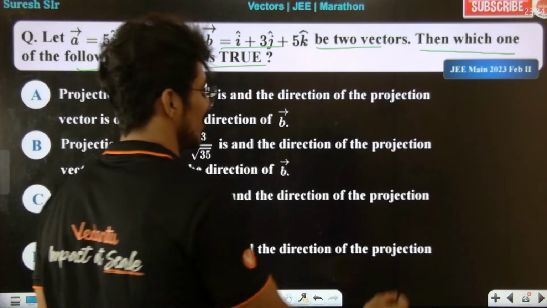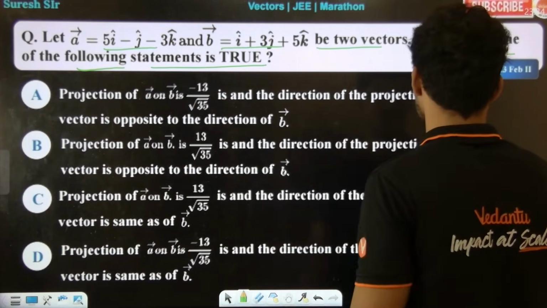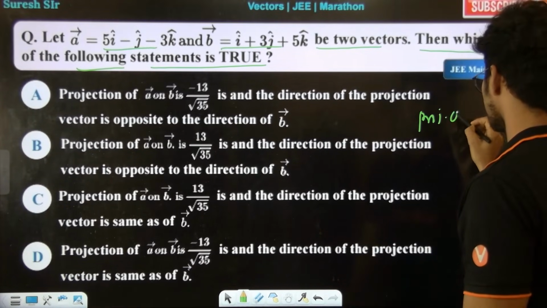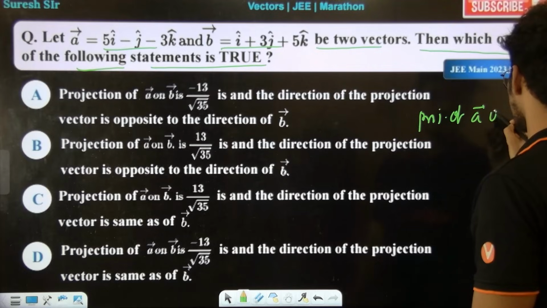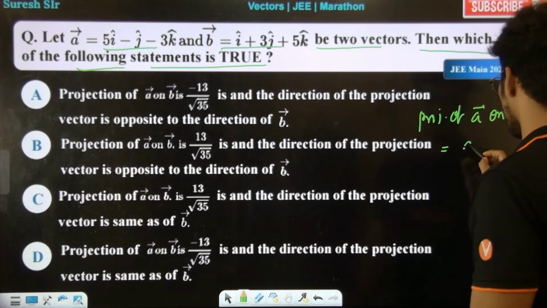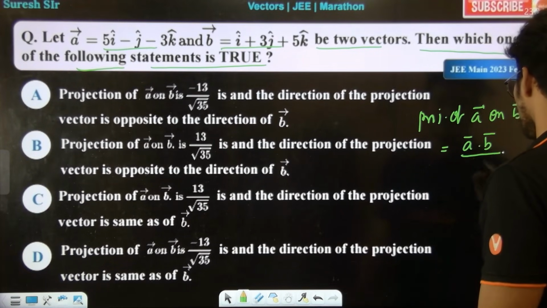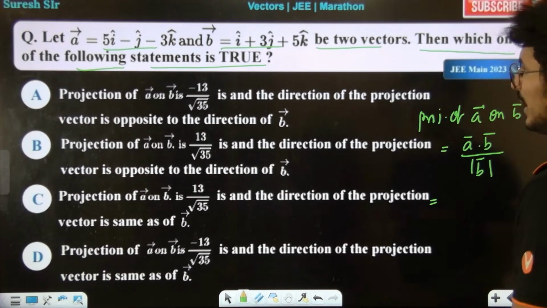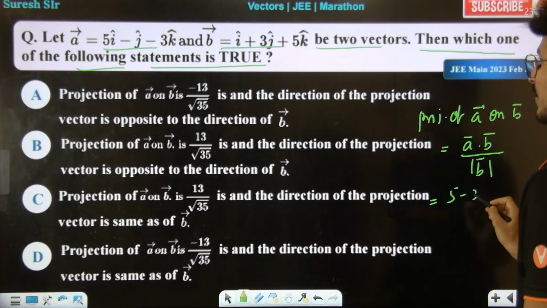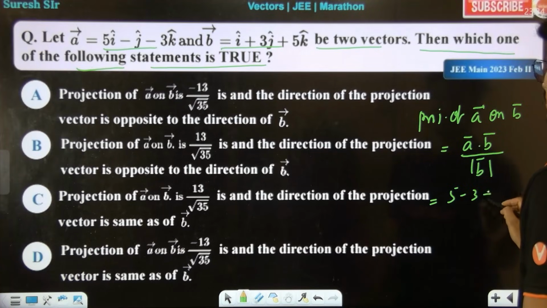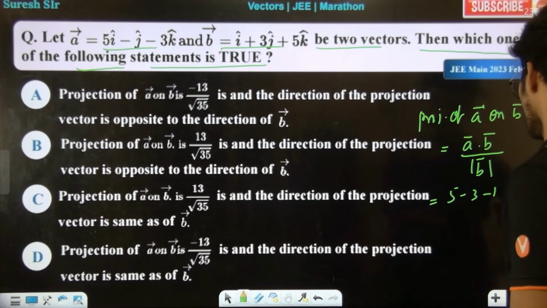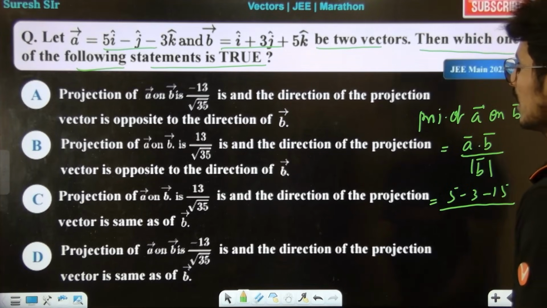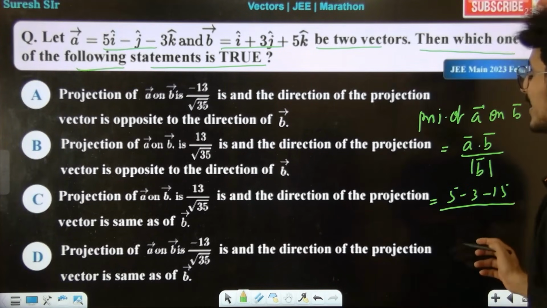Projection of A on B means what, Babu? Let me write here itself. Projection of A vector on B vector is equal to A vector dot B vector divided by magnitude of B. So A dot B means 5 minus 3 plus 15, sorry, minus 15. Yes or no? Minus 15 divided by magnitude of B.